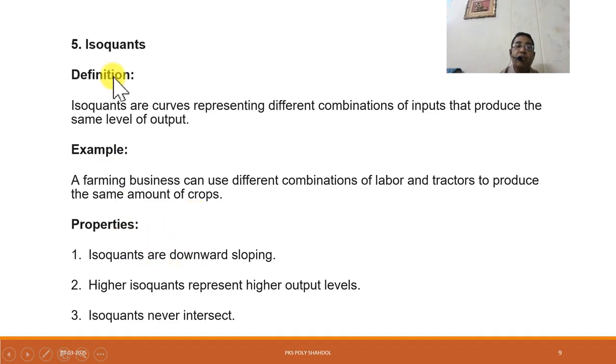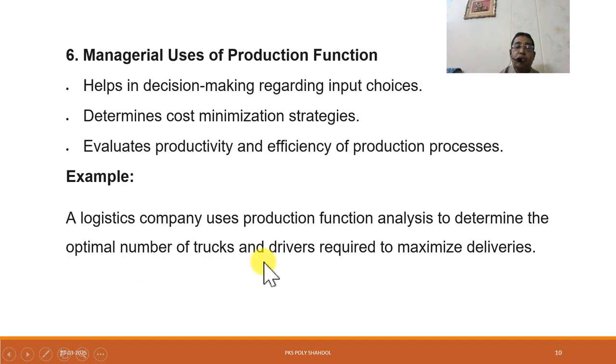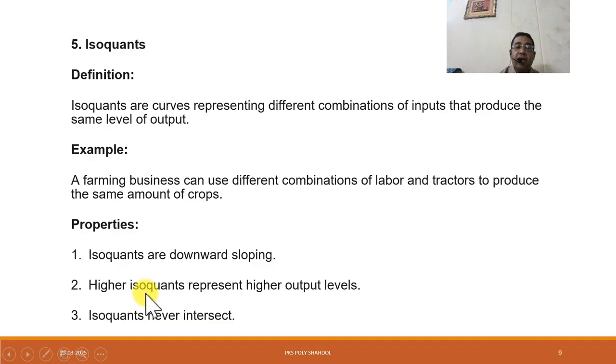What are the properties of isoquant? Isoquants are downward sloping, higher isoquants represent higher output levels, and isoquants never intersect. This is the curve actually, and I will show you the curve.